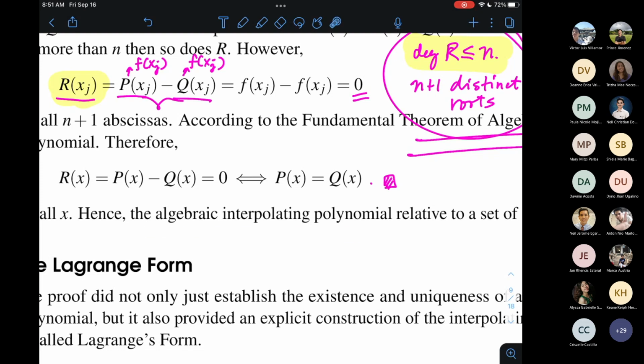Because ang sinasabi lang naman natin dito, unique yung algebraic interpolating polynomial, but there could be other forms of interpolating functions. Merong rational interpolating functions, merong trigonometric interpolating functions, pero they do have their own advantages and disadvantages. Magpo-focus tayo sa polynomials kasi sila yung pinakasimple.